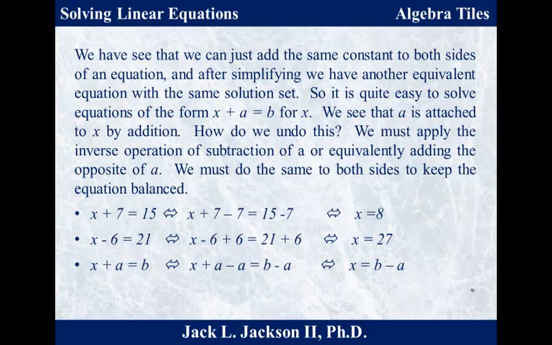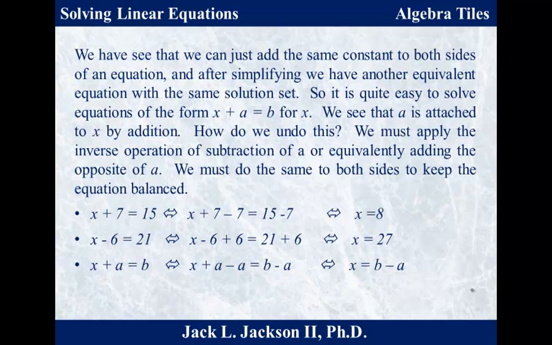So it's quite easy to solve equations of the form x plus a equals b. We can solve that for x pretty easily. See that the a is attached to the x by addition. How do we undo that? Well, we need to do the opposite, which is subtract a. And of course, if we subtract it from the left side, we have to subtract it from the right side to keep that equation balanced.